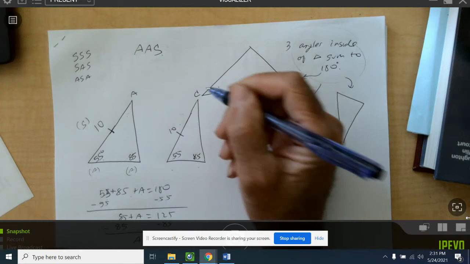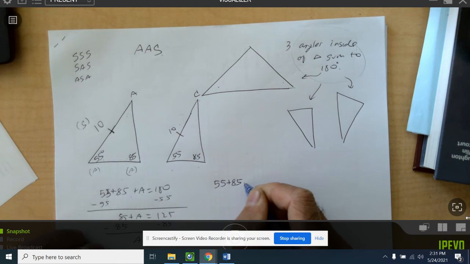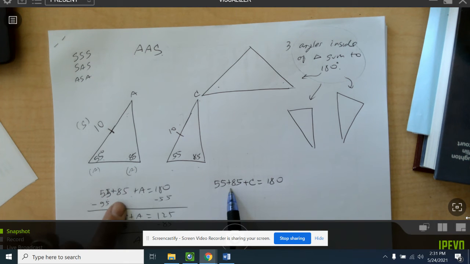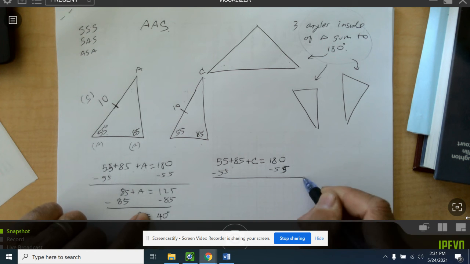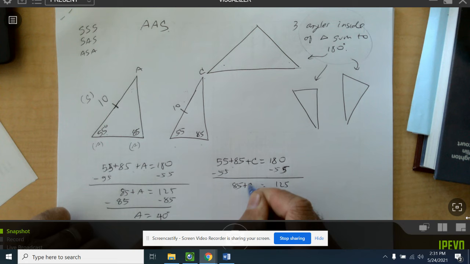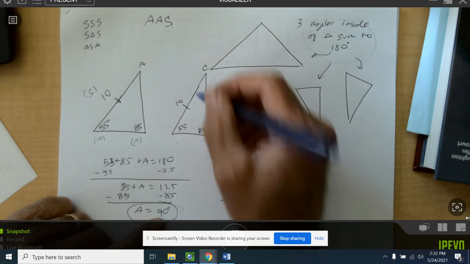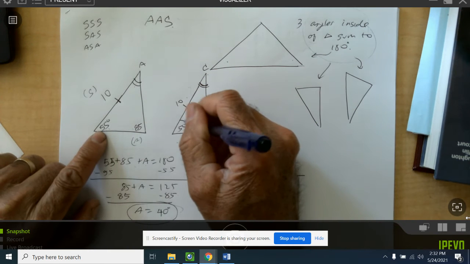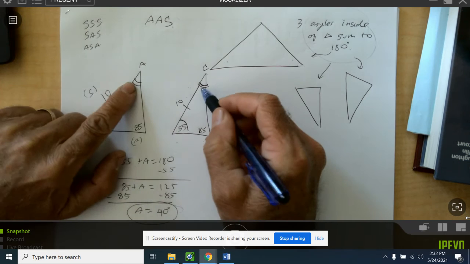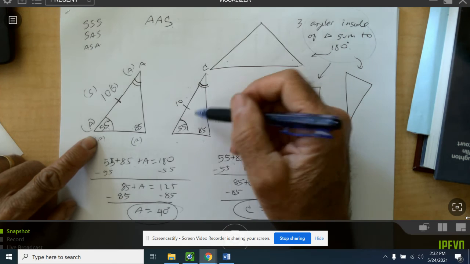Now let's say this one over here is C, right? Angle C. So we're going to say 55 plus 85 plus C equals 180. Now these are the exact same numbers we had over here. Hopefully you can see that when we solve this, we're going to get the exact same answer. Unless we made a mistake, of course. Now the reason this is important is because we can say, well, these are congruent now, right? A and C, they're both 40. That makes these two right here congruent. So what we have is one pair of angles that are congruent here, one pair of angles that's congruent here, and that makes it angle, side, angle.